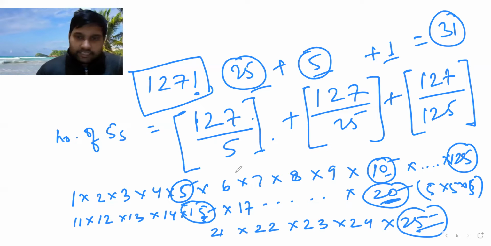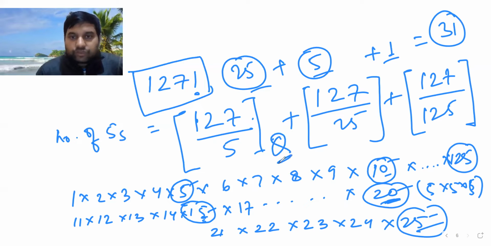If you did not understand, just come back and think about how many times 5 has repeated. This 127 by 5, that quotient will give you that. How many times has 25 repeated? It will come at 25, 50, 75, 100, and then 125, 5 times. That's what this number is, correct? So those additional 5s will get counted here.